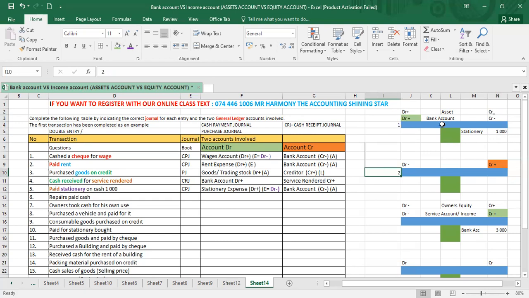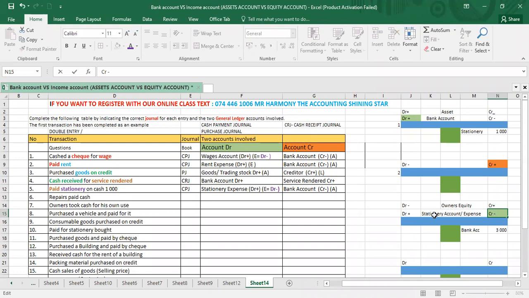The word paid affects the bank account, and then the word stationery is an account by itself. Can you see? Stationery is an account by itself. We're going to write stationery as an account. Stationery account. We know that stationery is an expense. Can you see? Stationery is an expense. So the sign will change. We know that by nature, an expense increases on the left-hand side and an expense decreases on the credit side.